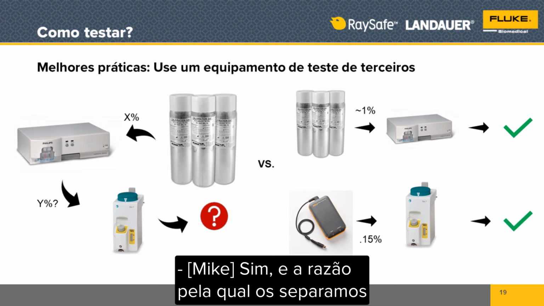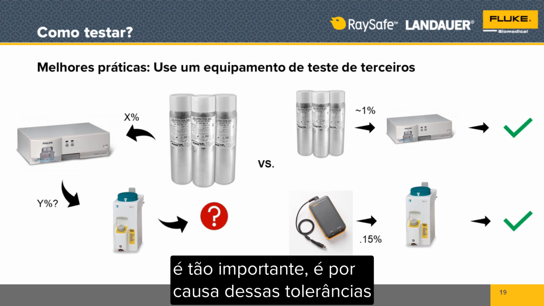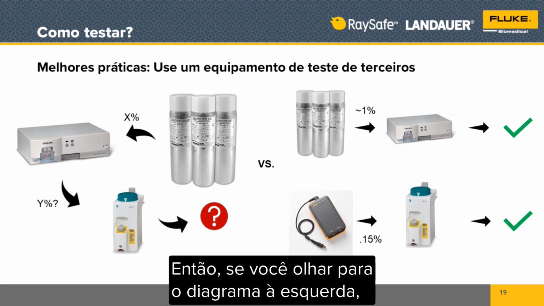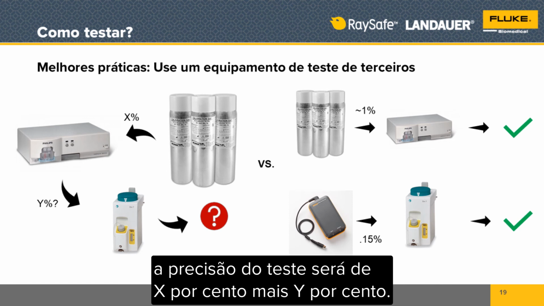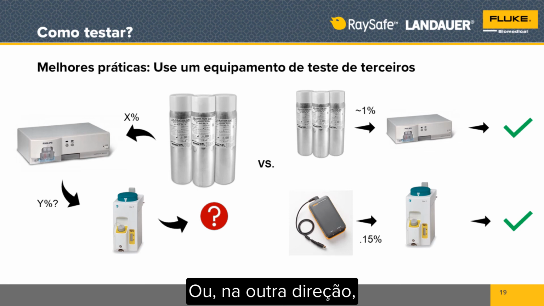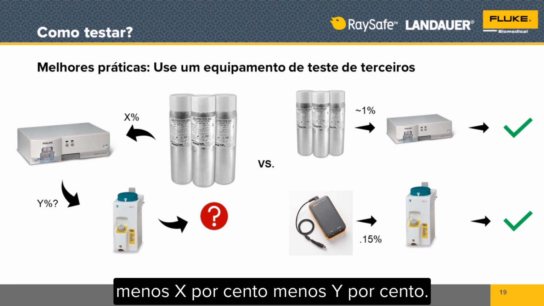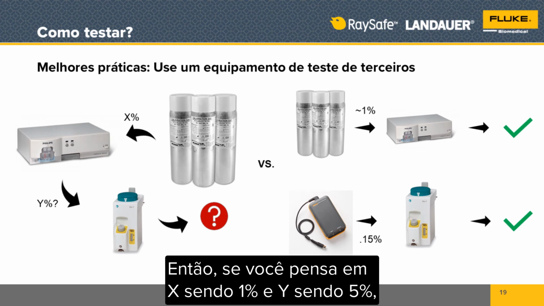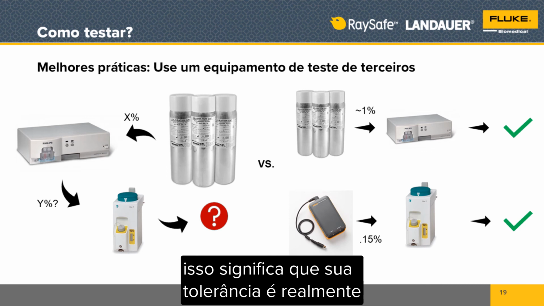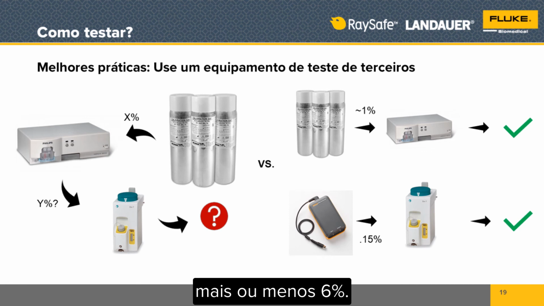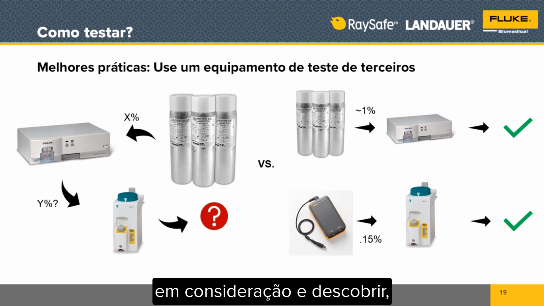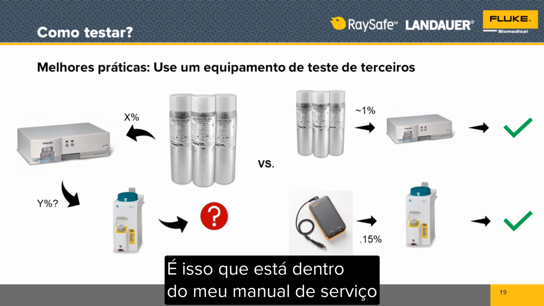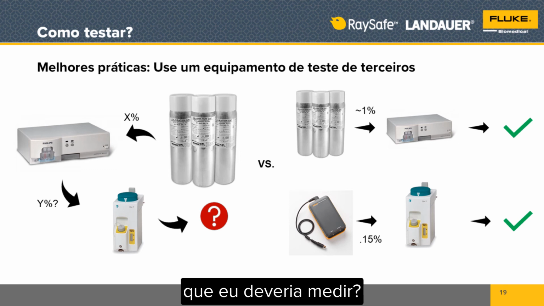Yeah, and the reason why separating those out is so important is because those tolerances are additive, right? If you look at the diagram on the left, if you were to measure that vaporizer, your test accuracy is going to be X% plus Y%, or in the other direction, minus X% minus Y%. So if you think of X being 1% and Y being 5%, that means your tolerance is really plus or minus 6%. So you really have to take all of those things into consideration and figure out, is that within spec? Is that within what my service manual truly wants me to measure?